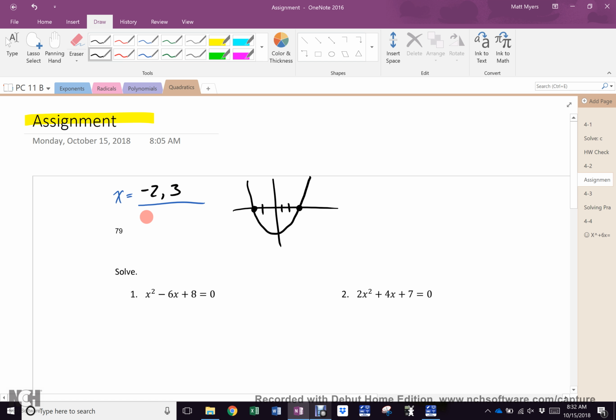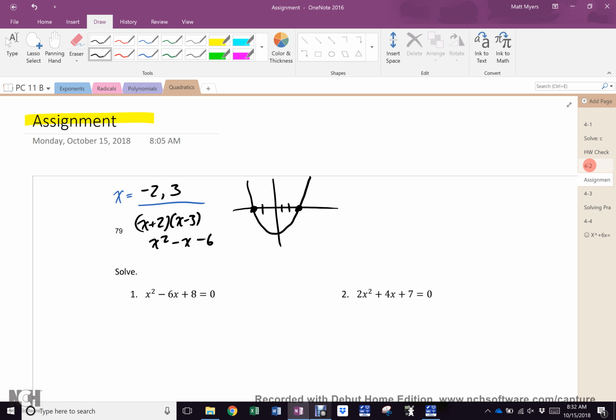So for example, it would be this, x plus 2, x minus 3, which would be x squared minus x minus 6. If I put that on a graph, it would look like this and cross at -2 and +3. Is everybody cool?